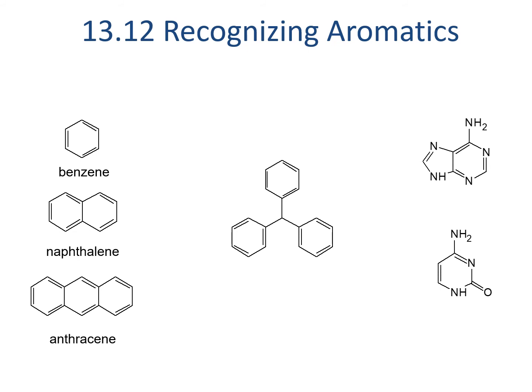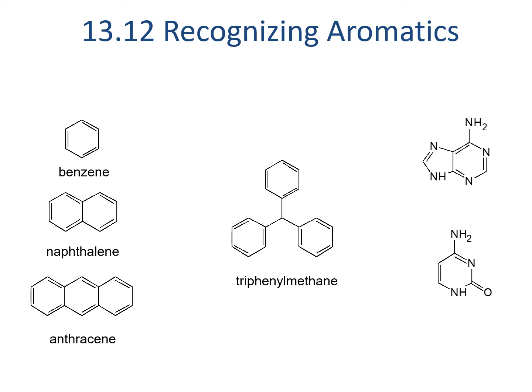To be clear, I'm giving you the names here for naphthalene and anthracene so you know which molecules I'm talking about, not because I'd expect you to memorize them. Aromaticity can also happen in distinct parts of a molecule, as in triphenylmethane, which has 3 distinct aromatic groups, but they're not all connected. Aromaticity also occurs in situations where non-carbon atoms are part of the ring.